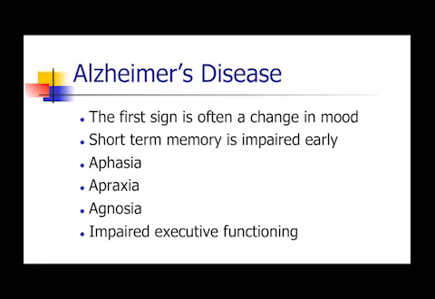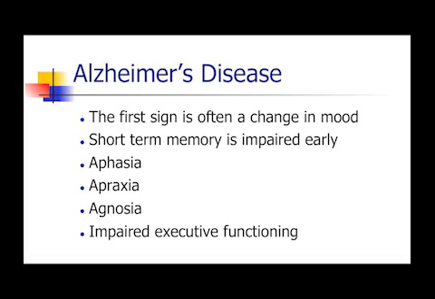Then we have short-term memory. This is impaired early. And then often we have some aphasia, some difficulty in the language area, some apraxia, difficulty doing simple motor tasks. Then we have agnosia, difficulty naming things. Then finally we have impaired executive functioning.